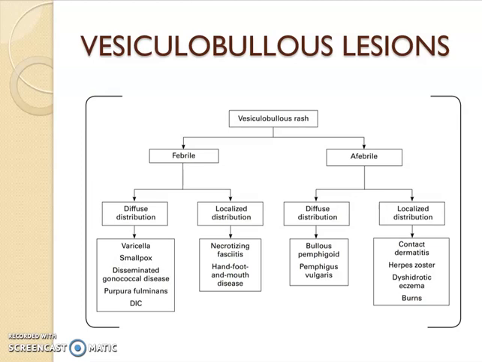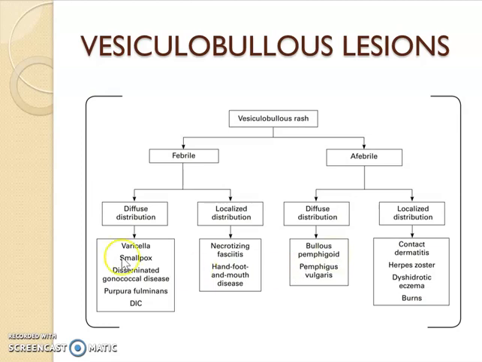Today I'm going to share with you vesiculobullous lesions of the oral cavity. You can classify them into febrile and afebrile. Febrile, demam, or tak demam. Under febrile, you had learned this before, under infective diseases of the oral cavity, which include varicella zoster, smallpox, and others. Under afebrile lesions, they further categorize them into diffuse and localized, which include pemphigus, pemphigoid, and others.